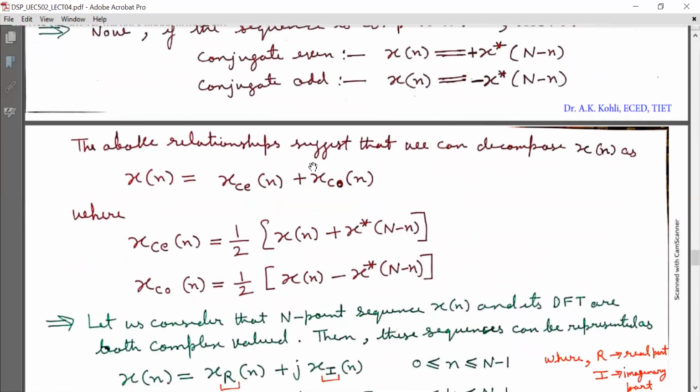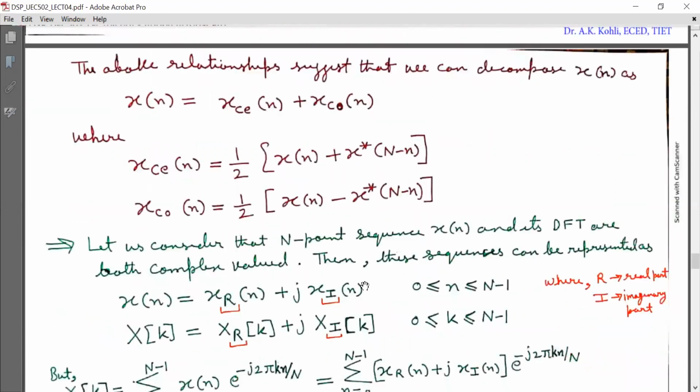The above relationships suggest that we can decompose x(n) as x(n) is equal to x_ce(n), where ce is conjugate even, plus x_co(n), conjugate odd, where x_ce(n) is equal to 1 by 2 of x(n) plus x conjugate of capital N minus n, and x_co(n) is equal to 1 by 2 of x(n) minus x star of N minus n.